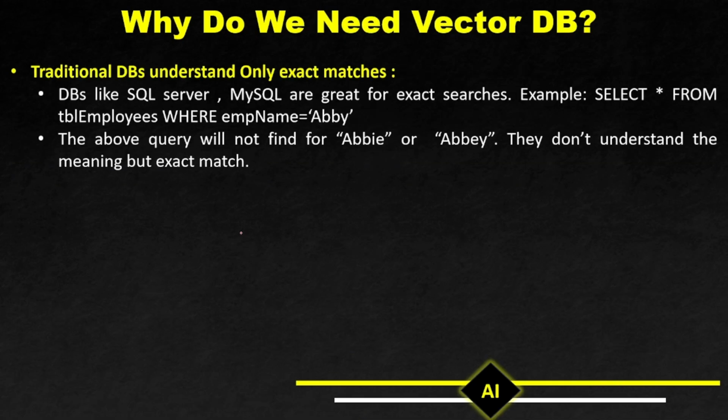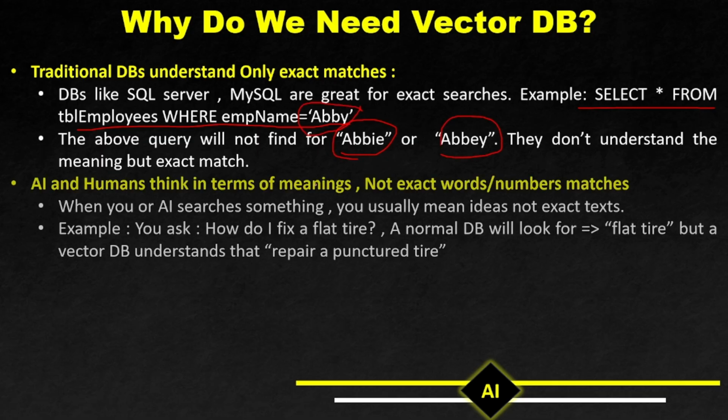Why do we need a Vector DB? Traditional DBs understand only exact matches. As we discussed in the previous slide, when you write a query, for example, select all from employees where name is Abby, it will search for an exact match for Abby. It will not return any value even if something sounds like Abby.